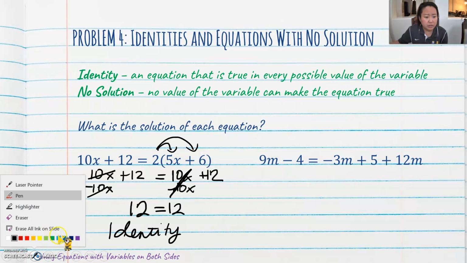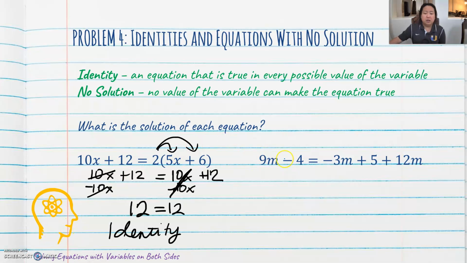Now let's have the other example. So on the right side here, we have 9m minus 4 is equal to negative 3m plus 5 plus 12m. Now, as you can see on the left side, no like terms that we can combine, but on the right side, we can combine negative 3m and positive 12m together. So that will now become, okay, so I just copied the left side. This is now 12 and minus 3, so that's going to be a 9m plus 5.